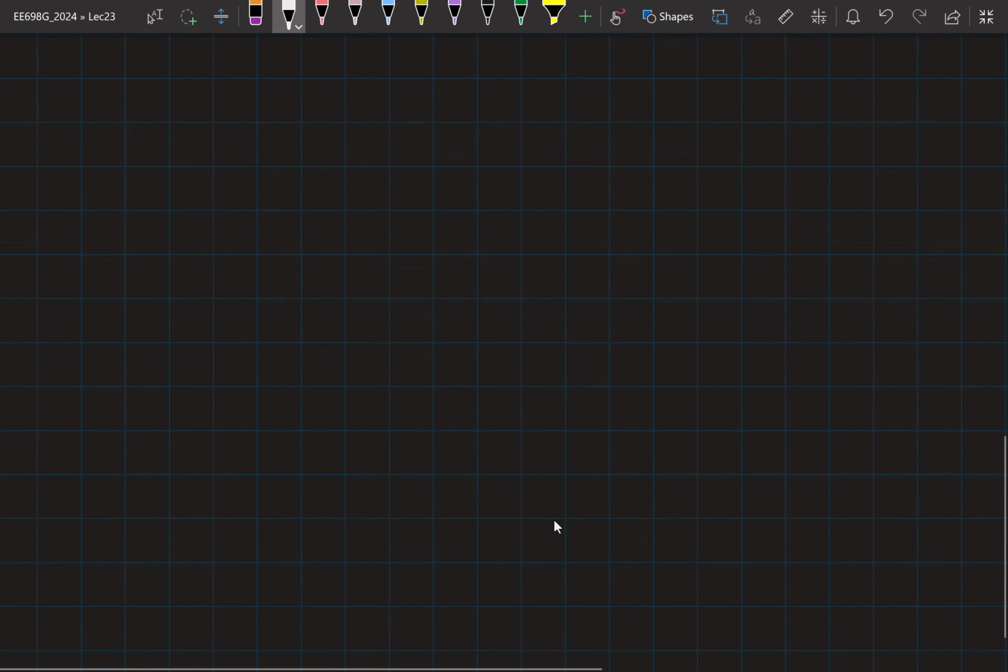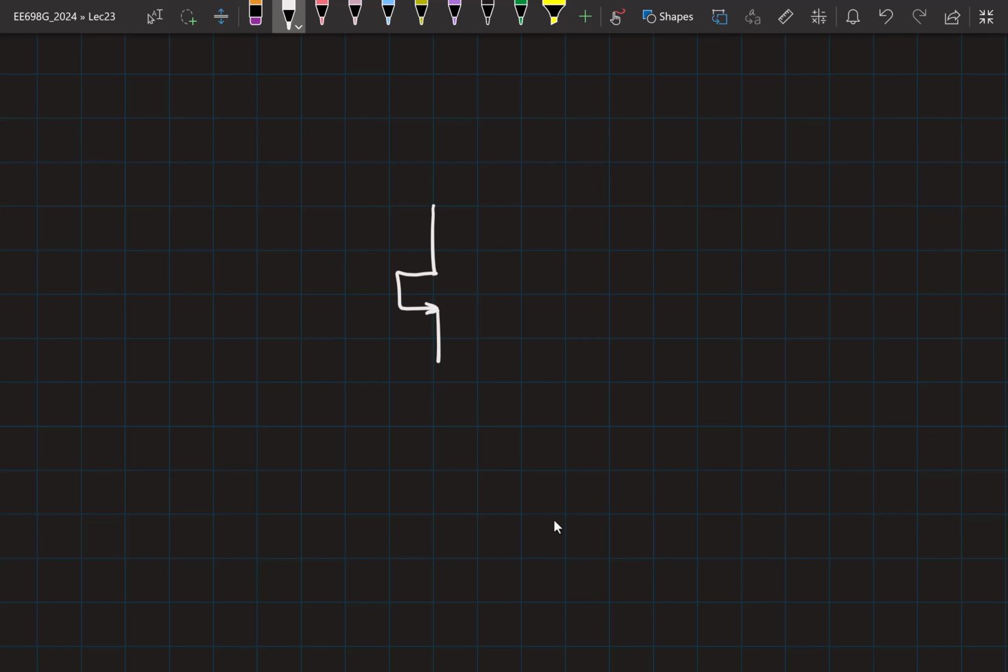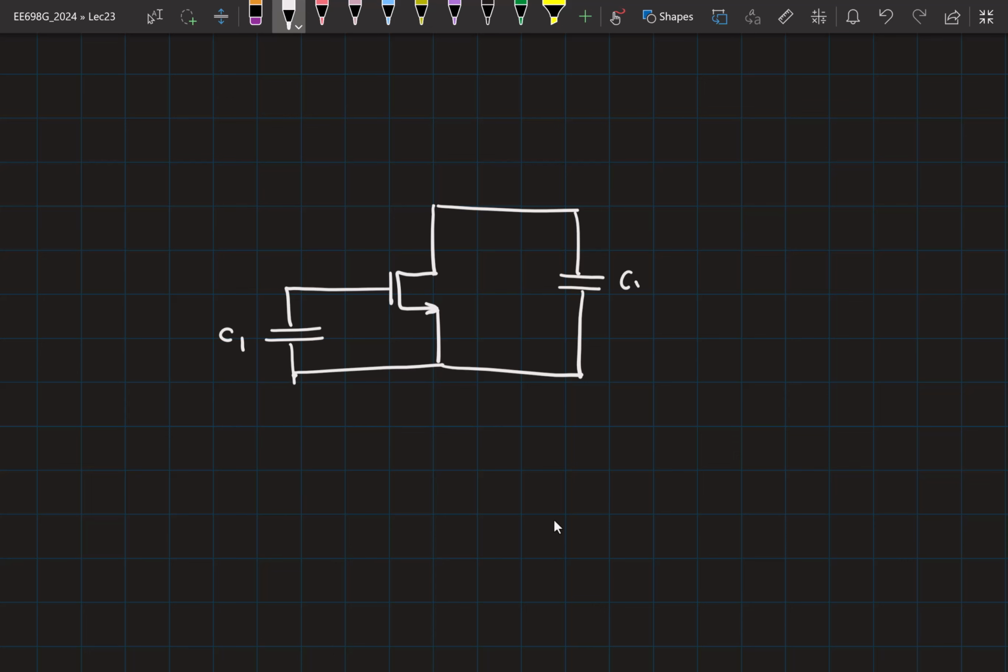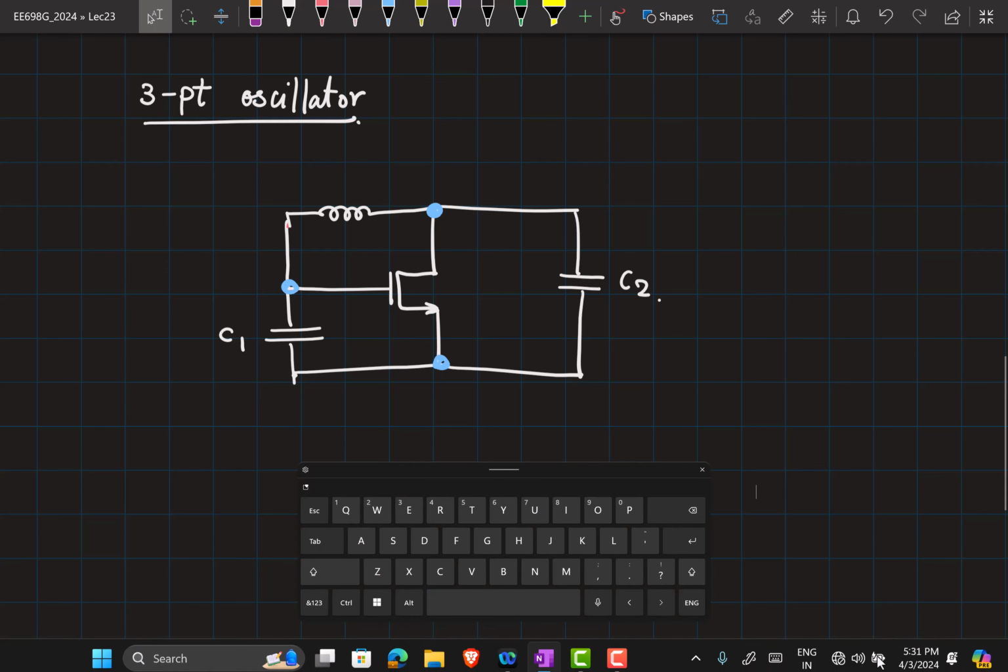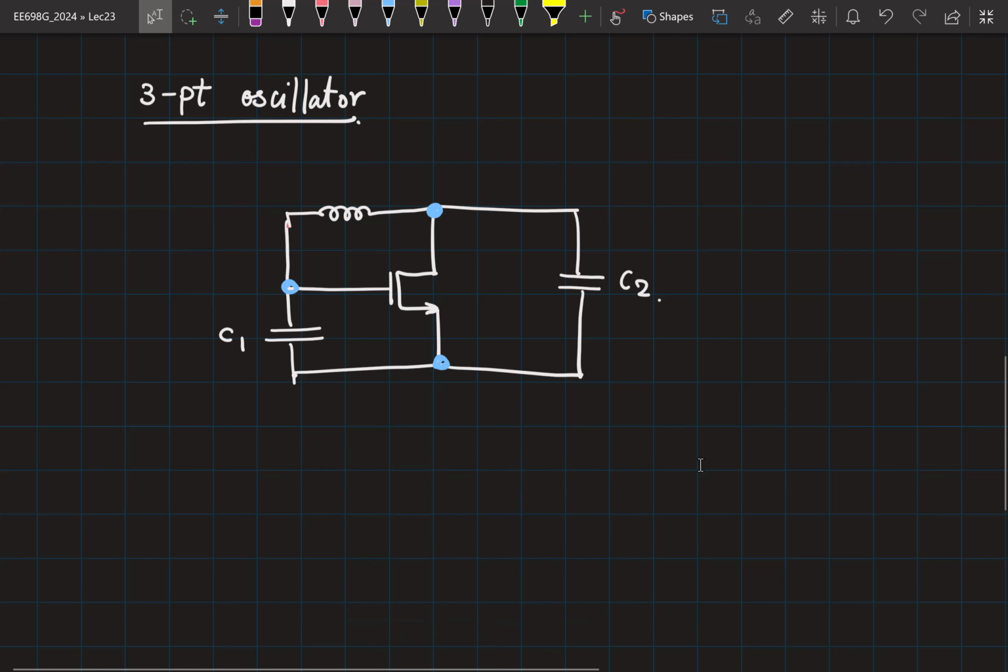Right? So, the circuit we have taken, let me remind you once again. You have C1, C2, and now you have connected an inductor here. This circuit has 3 nodes, and hence this configuration is called a 3-point oscillator. So, you can ignore the LC tank and the remaining circuit is what is giving you the oscillation. This is itself the oscillator. We have not biased the circuit yet, but this is the critical idea.